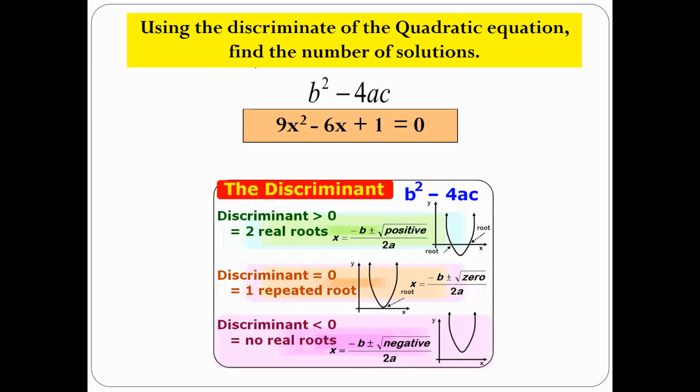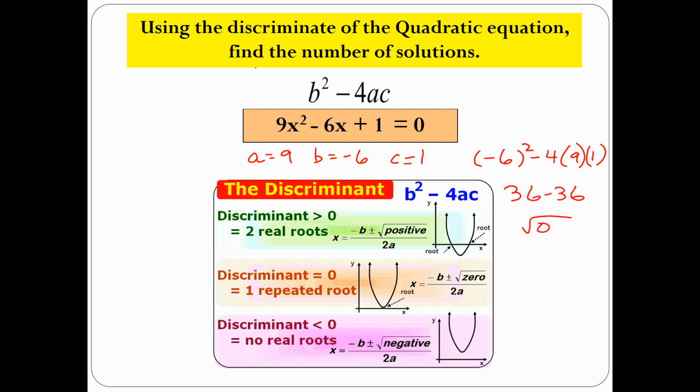This particular one, we have a is equal to 9, b is equal to negative 6, and c is equal to 1. So b squared would be negative 6 squared, minus 4 times a times c. This one is actually 36 minus 36. Well, we know that that is 0. Okay? So now we know, because the answer is 0, that the vertex is going to be on the x-axis, and there's going to be 1 solution.